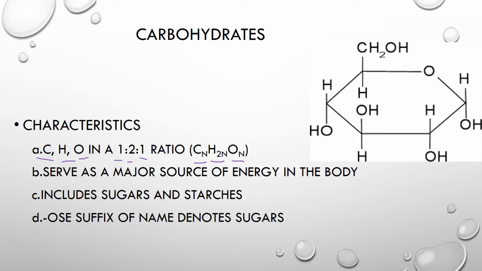Our carbohydrates serve as a major source of energy within the body. It includes different sugars and starches, where some starches we cannot break down, such as fiber, but also some sugars that will pass through the bloodstream and will affect us differently. Typically with carbohydrates, we always see an "ose" ending, and this usually denotes some type of sugar.